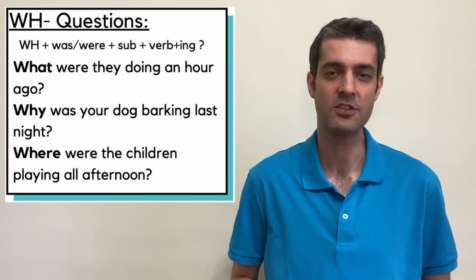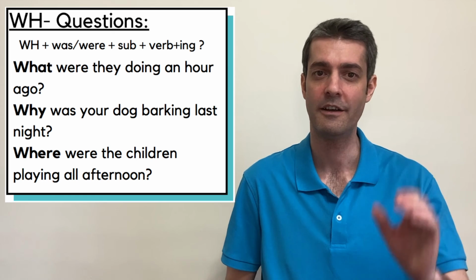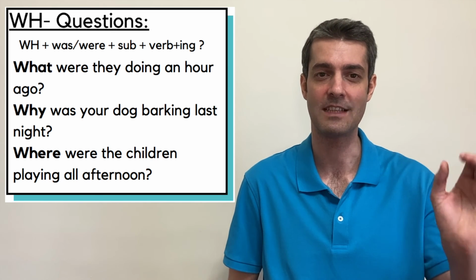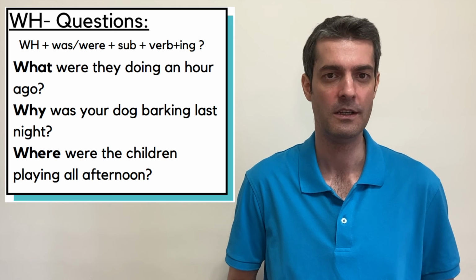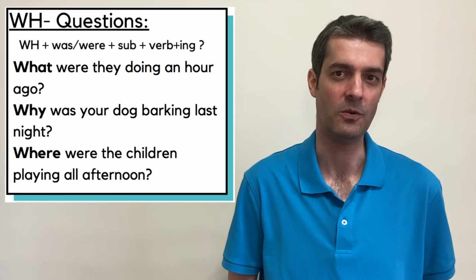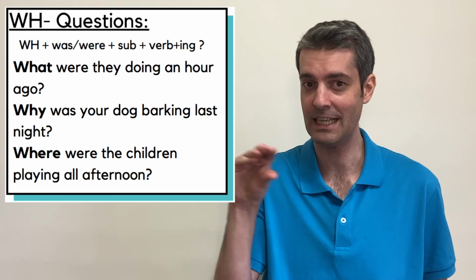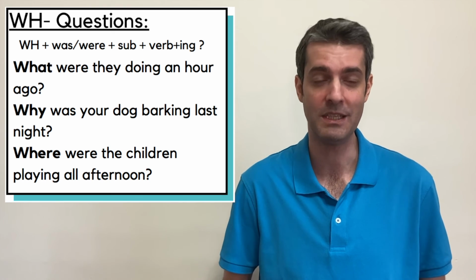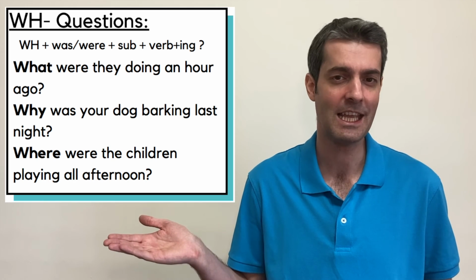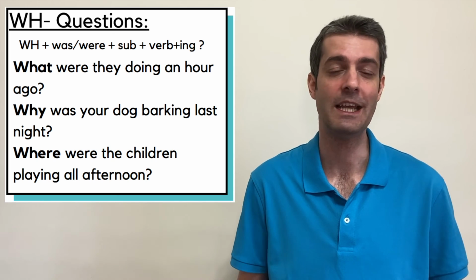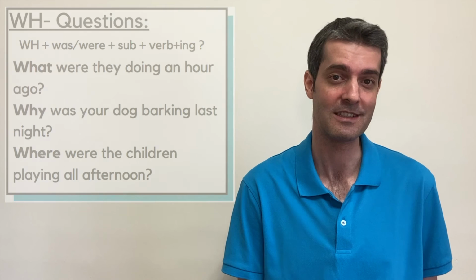To create a WH question, we have our WH question word, followed by was or were, and the subject and a verb plus ing. What were they doing an hour ago? They were sleeping an hour ago. Why was your dog barking last night? She was barking because a stranger came to the door. Where were the children playing all afternoon? They were playing outside with the neighbors.